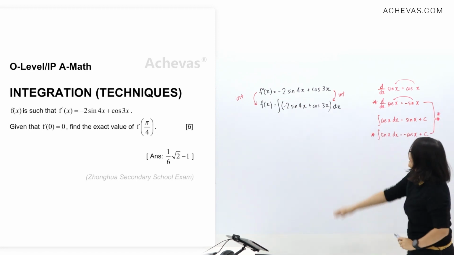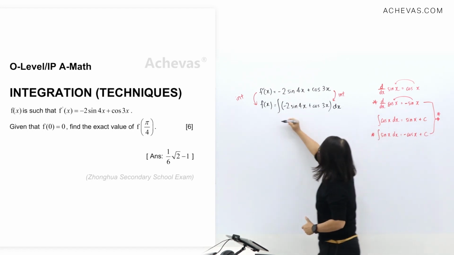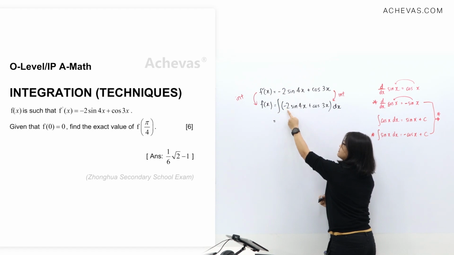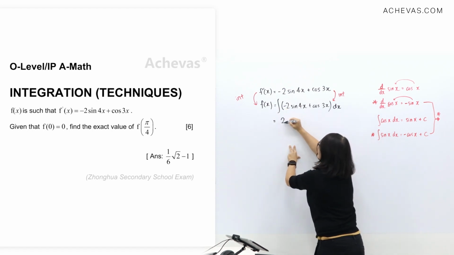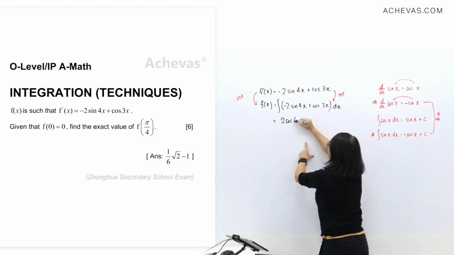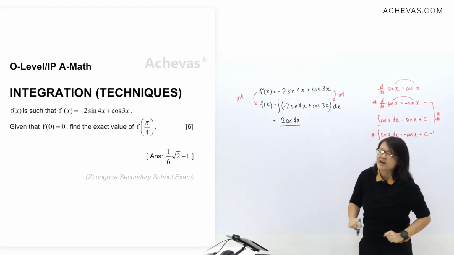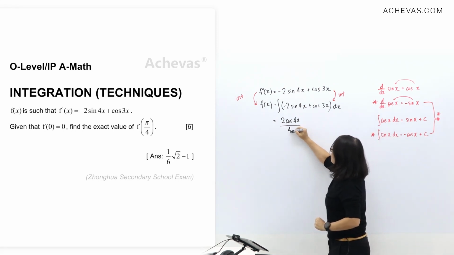So let's go back to this question over here. When we are integrating sine, we're going to change this -2 to +2, and we're going to change sine to cos. Copy back this angle, and remember to divide by the coefficient of x. In this case it is 4.